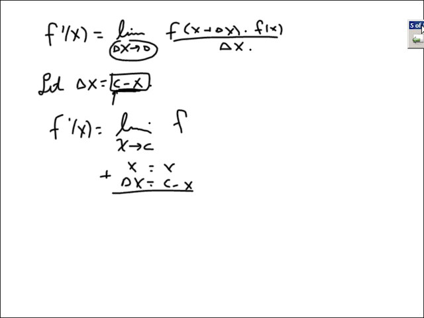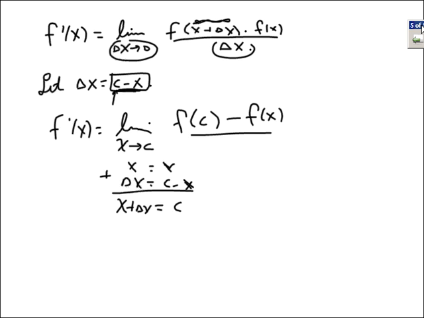So when I add these on the left side, I get x plus delta x, which is exactly this. And on the right side, the x's cancel out, and I get c. So this becomes f of c minus f of x. And in the denominator, I have delta x, which I clearly said was c minus x. And I'm going to do one last thing. I'm going to multiply the top and bottom by negative 1.